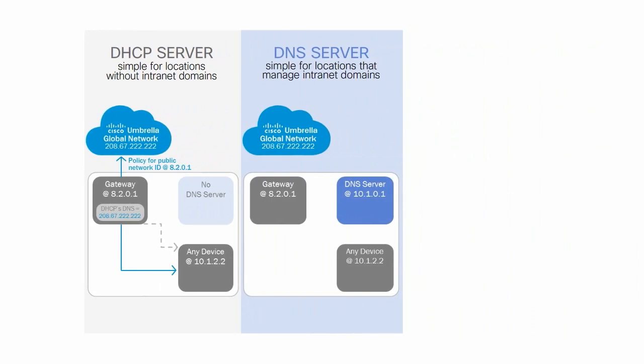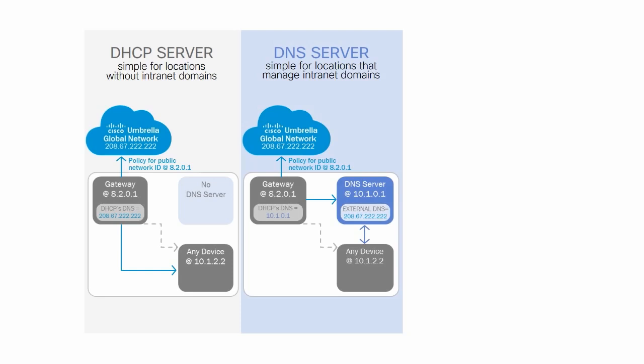So now with one minor edit on the DNS server, all external DNS requests for internet domains will be forwarded to Umbrella. But with both of these deployment scenarios, policy control and visibility is limited to the network's public-facing IP address. For more granularity, we need a local presence.